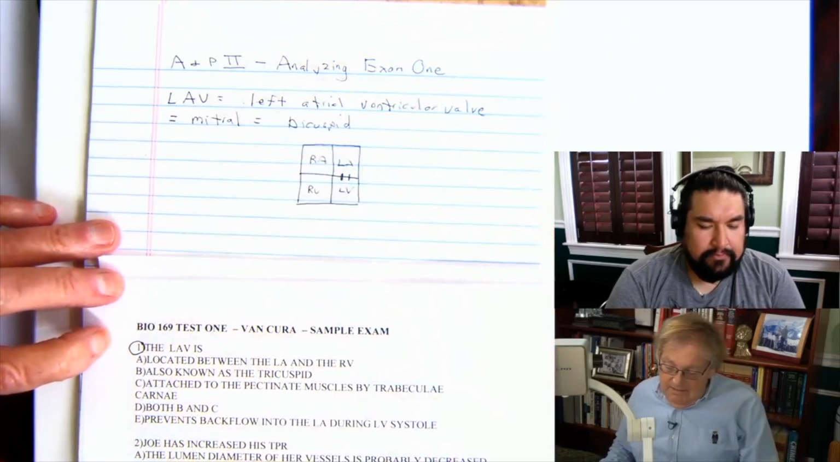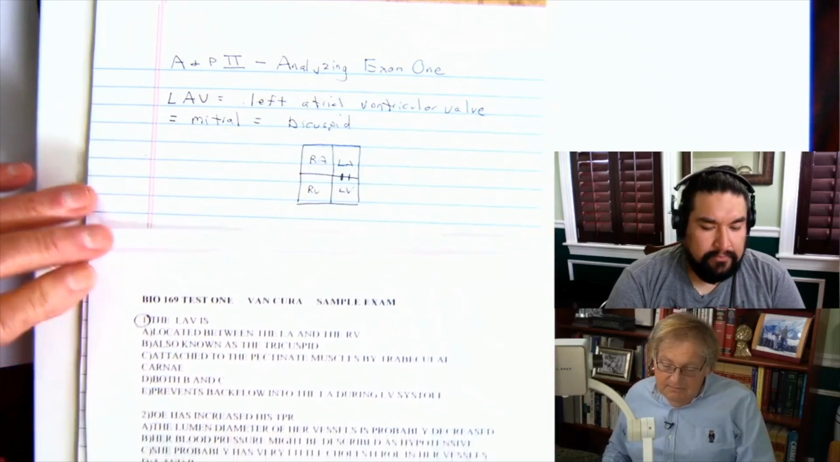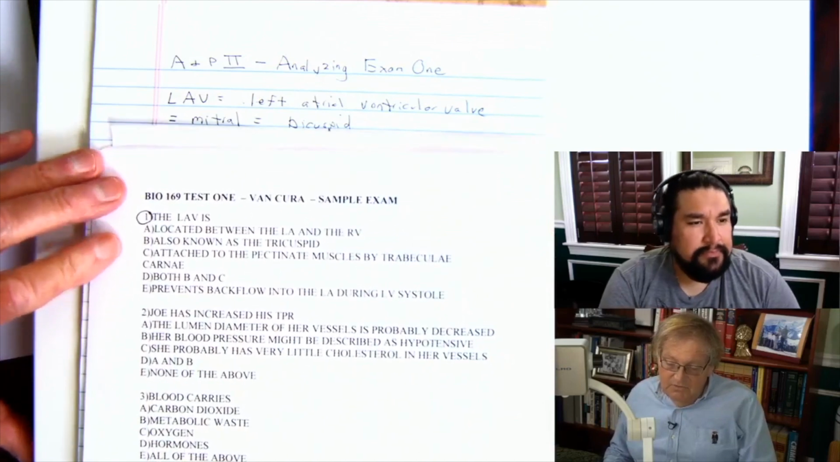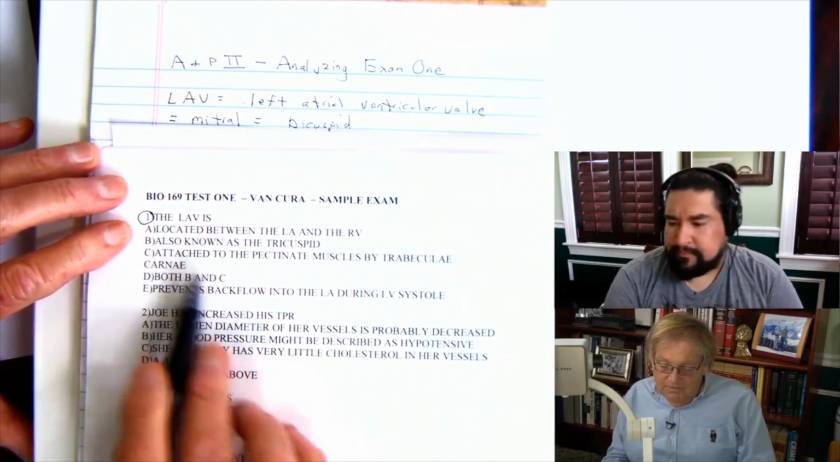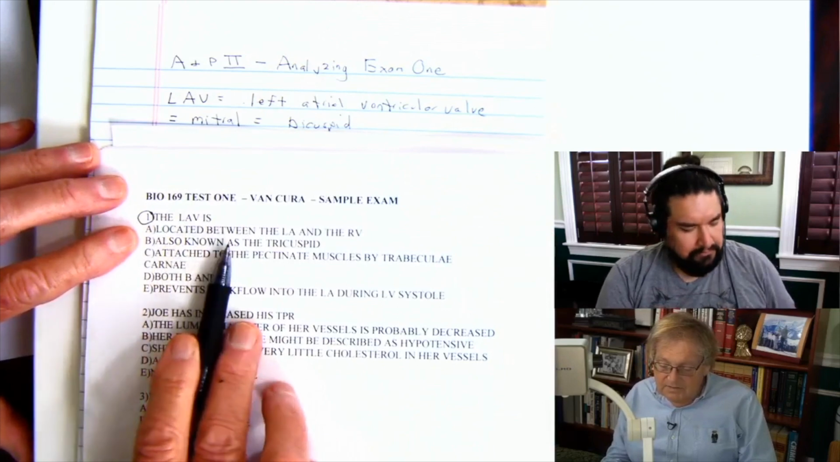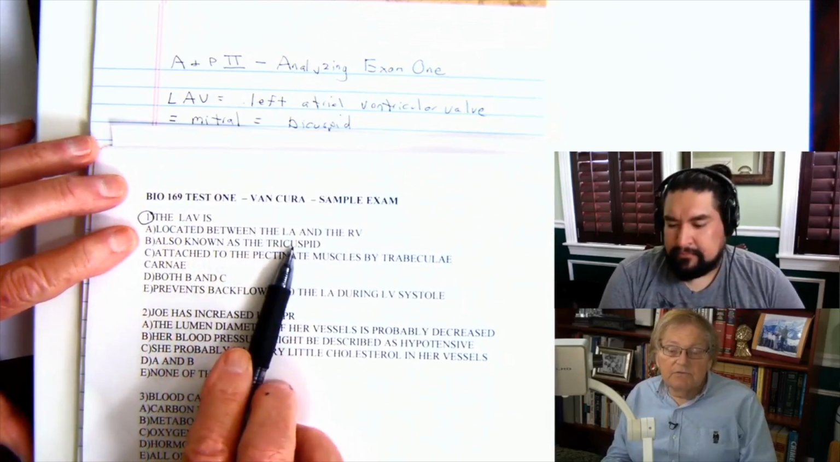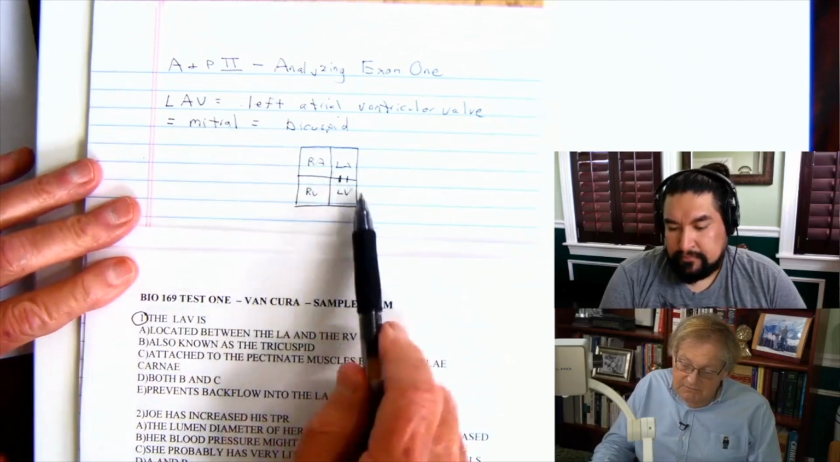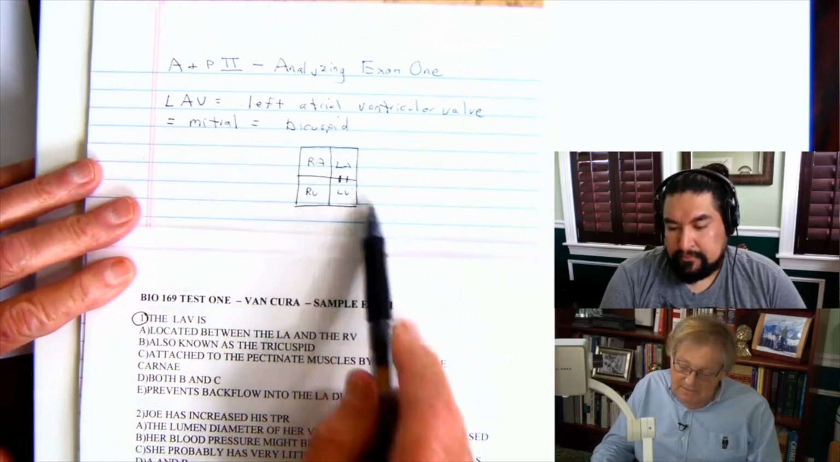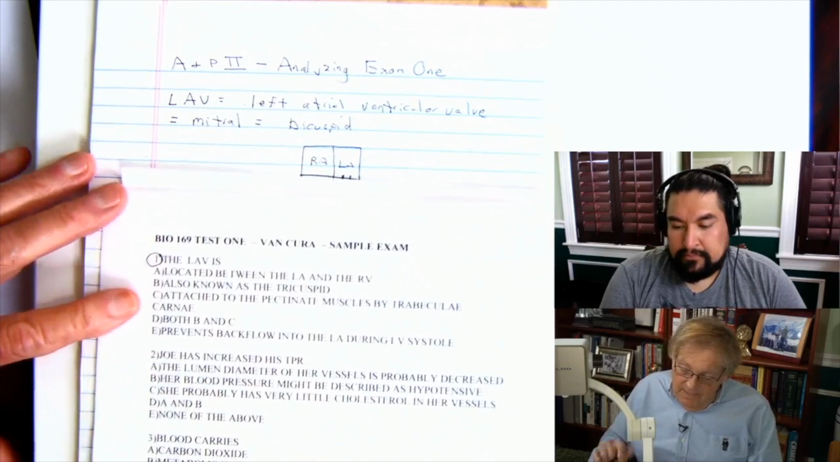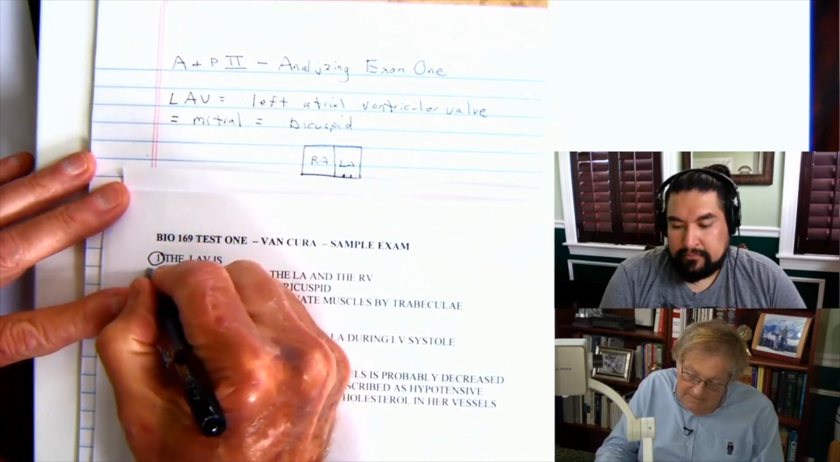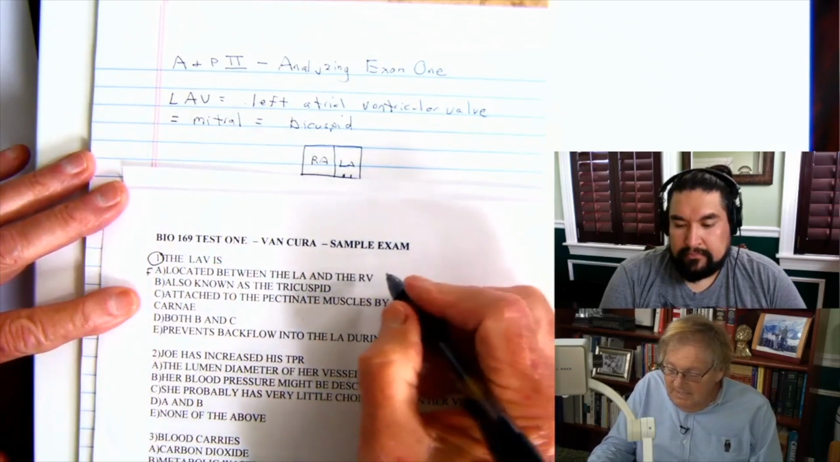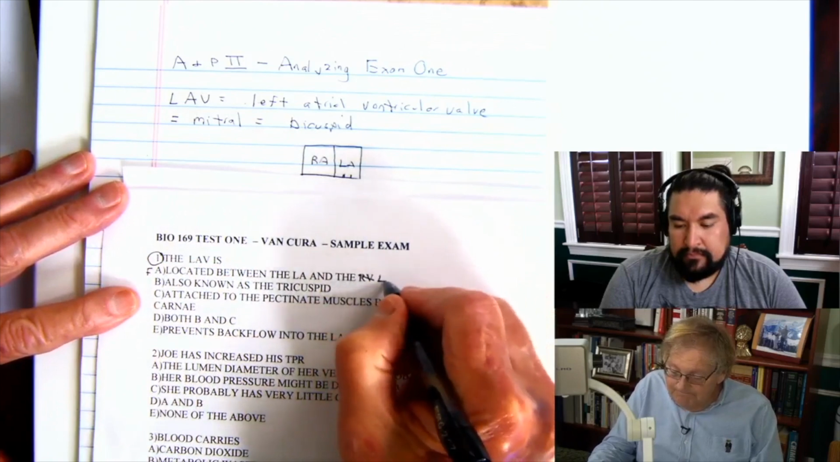So now let's take a look at that question we've got here. So we know the LAV. Where is it located? Well, it says it's located between the left atrium and the right ventricle. Well, I know that's wrong because we just said it's between the left atrium and left ventricle. So therefore that's false. It can't be that answer. So it would be between the LA and the LV.